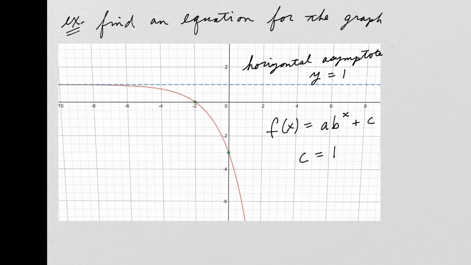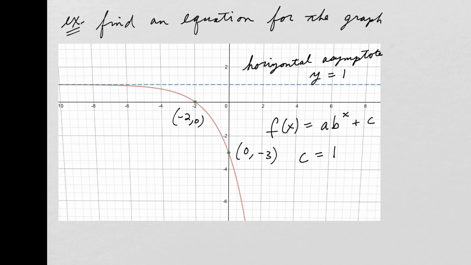Well, we actually know 2 points that the graph passes through, and I highlighted those in green. It passes through this point right here, which is (-2, 0), and it passes through this point, which is (0, -3). So if I know that c equals 1, and I know 2 points that the graph passes through, then I can plug those 2 points in because they have to satisfy the equation. And that will allow me to find a and b. And then once I have a and b, I'm done, right? I have my equation. Okay?